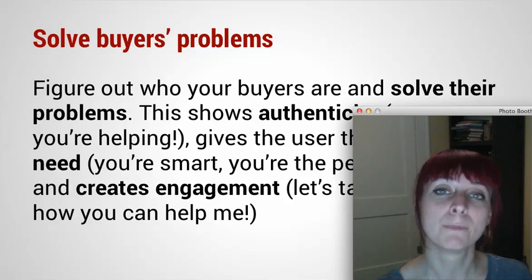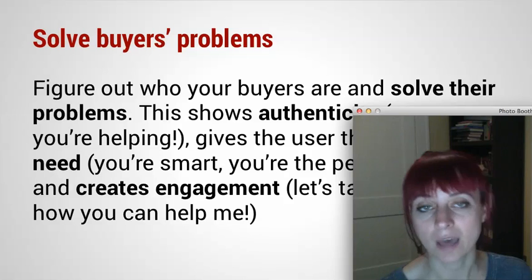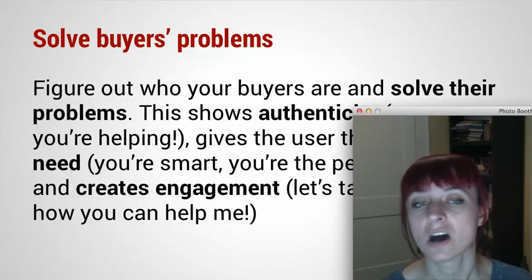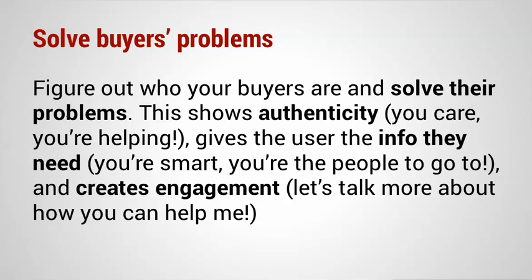They have multiple blogs on which they solve buyers' problems. They offer advice on how to buy a house. They offer advice on how to get a mortgage. They offer advice on how to tell if the house is a lemon or not. And this sort of solving problems with that content shows authenticity because it shows that you care. It shows you're helping. It shows that you have a specialized knowledge that others don't have. It gives the user the information they need.